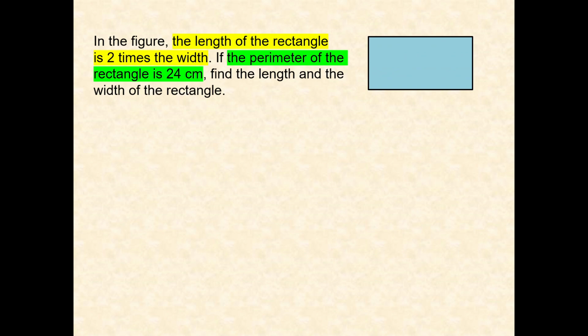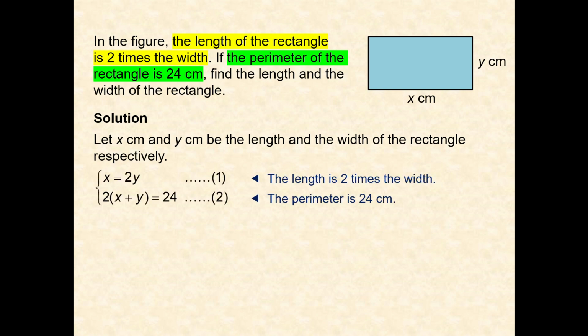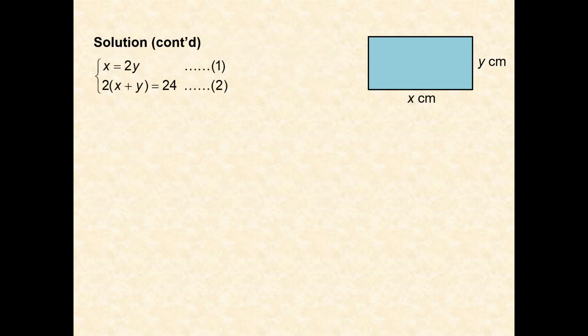Example 2. We look at the perimeter of the rectangle, and then we are finding the length and the width of the rectangle. So last time we set up the 2 linear equations here. So now, based on these 2 linear equations, which approach are we going to take? I'm going to show you the substitution once again.